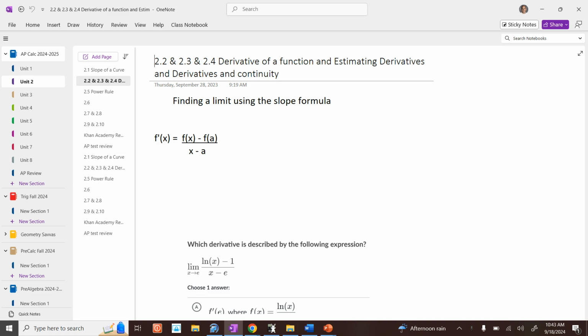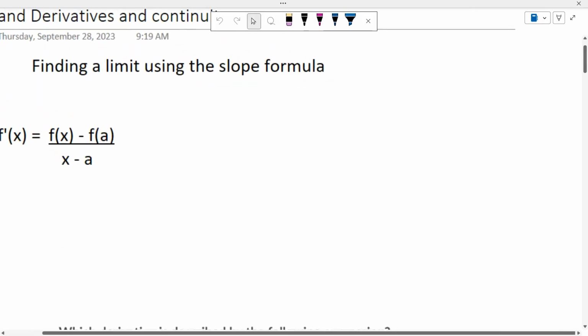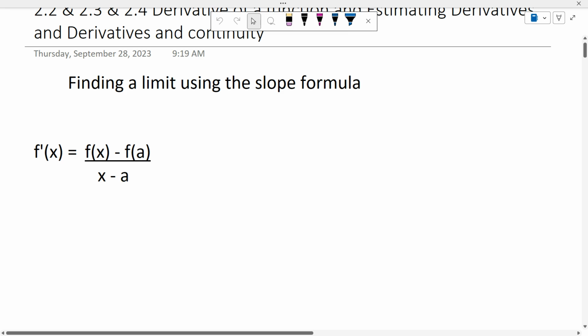y minus y1 equals m times x minus x1. All right. So the first derivative is slope. So you have to think of the slope formula. So when we're doing this, finding a limit using a slope formula, this is y2, this is y1, this is x2, this is x1.